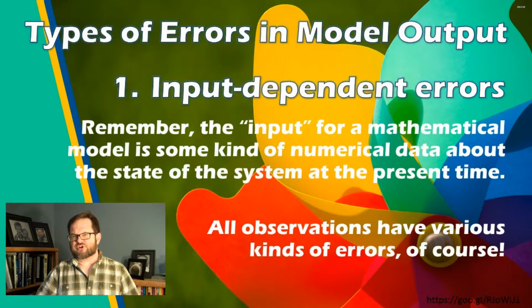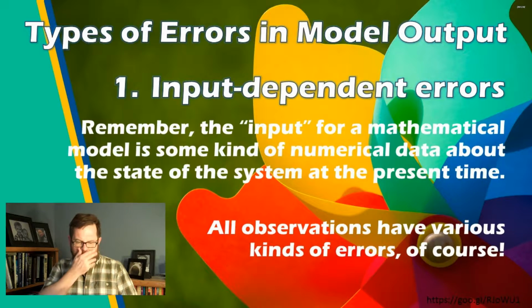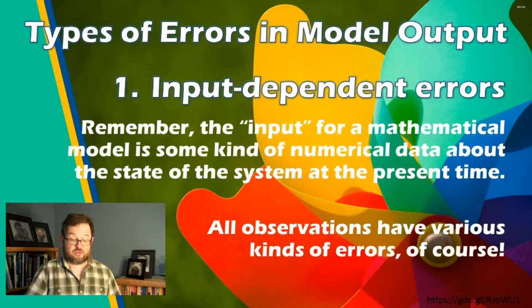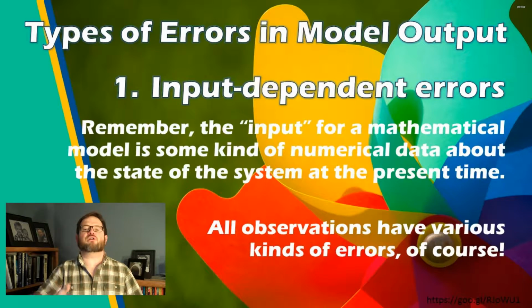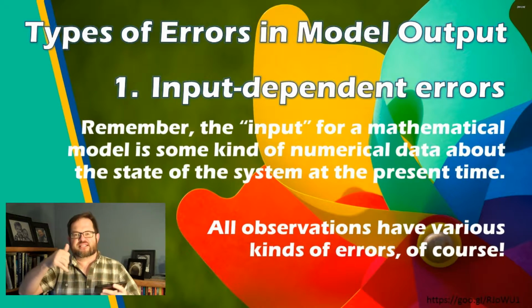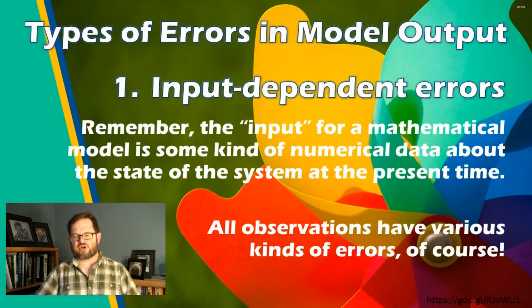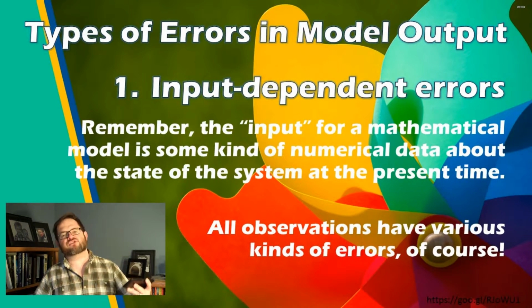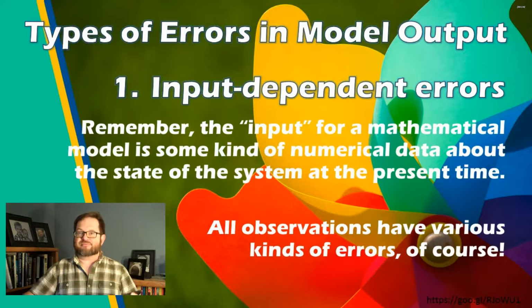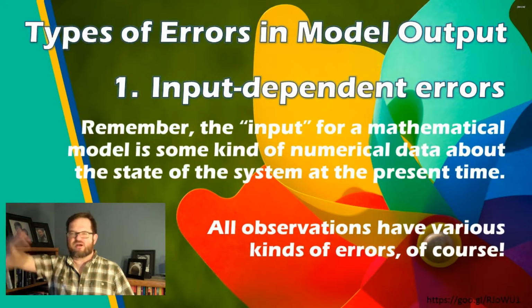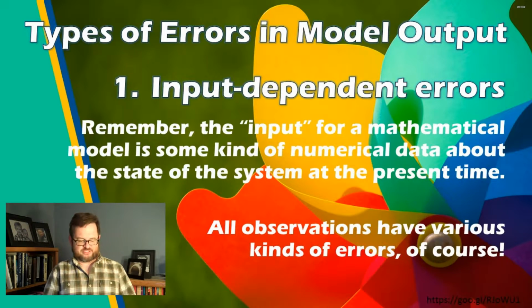These input-dependent errors are kind of easier to make sense of. Remember that the input for any kind of mathematical model is going to be in the form of numerical data about observations and the state of the system: measurements of the wind, the temperature, the pressure, the roughness of the terrain, and so on. And all observations have different kinds of errors. Problems of precision, problems of accuracy, etc. The kind of things we talked about way back when we talked about instruments and so on.